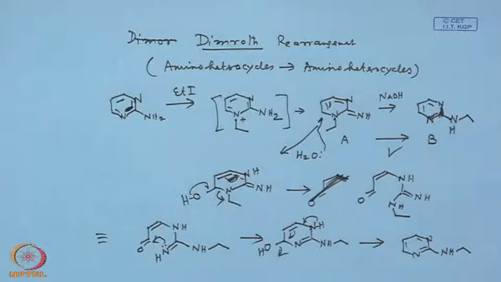So, what is the summary? What are the main features of these Dimroth rearrangements? Basically ring opening and recyclization. This is a common phenomenon in heterocyclic chemistry: whenever there is a possibility, it will move towards the more thermodynamic product. Okay. Let me take you to one more example.